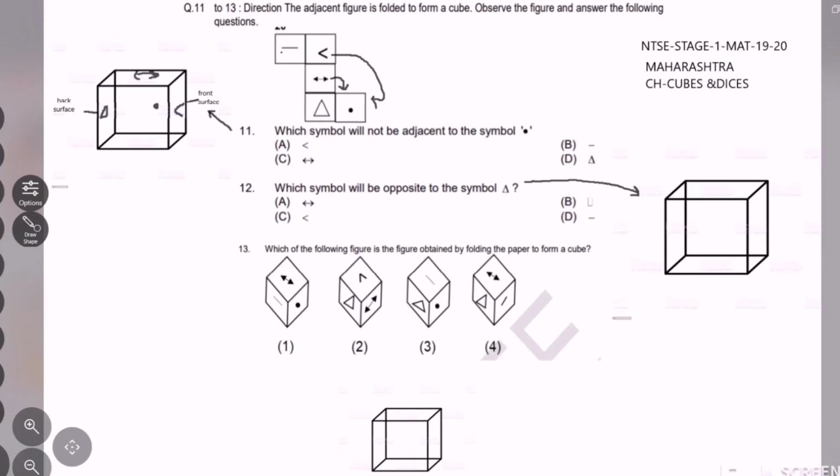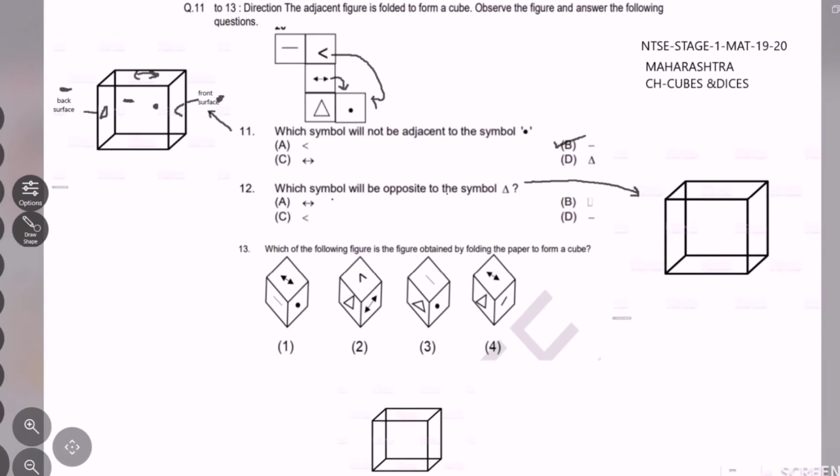Now when we move this dash sign, it will come opposite, on the back surface of this cube. The dot will be on the front surface, and on the back surface the dash sign will be here. And hence, which symbol will not be adjacent to the full stop? Dash sign will not be adjacent to the full stop. Let's look at question 12.